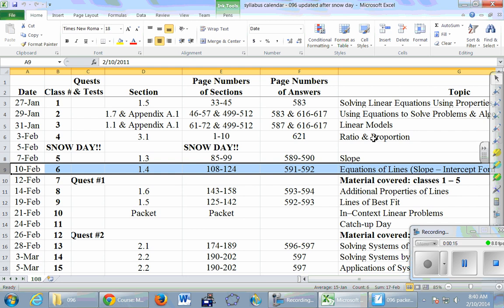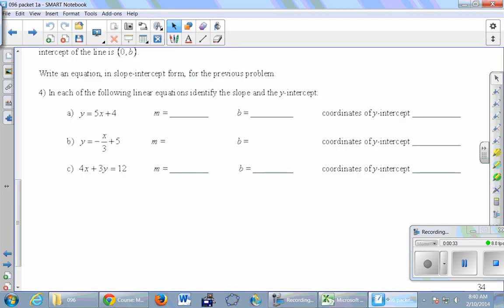So our very first in-class assessment, quest number 1. It is on material from classes 1 through 5, which is everything that we did up until Friday, but not counting the stuff that we're going to do today. So our quest is next class, but it's not on the material we covered today. In terms of studying for the quest, I will point out a couple of things.